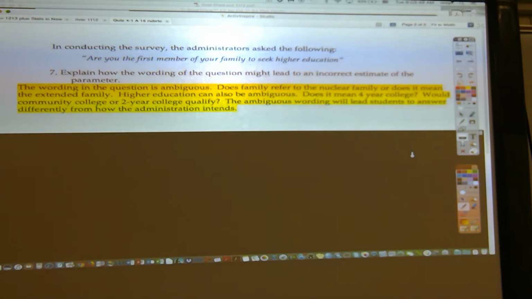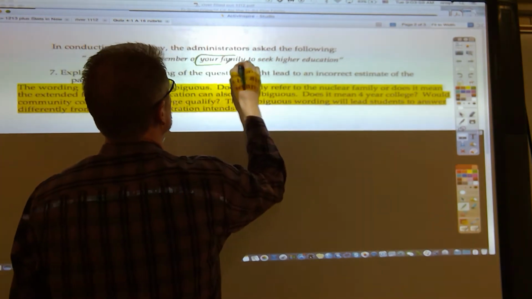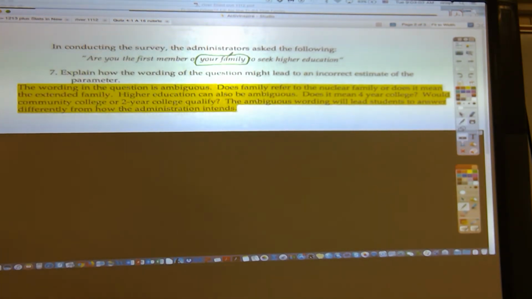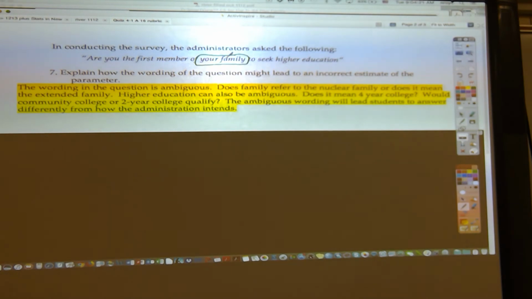Well, the wording of the question is ambiguous. Does family member refer to nuclear family? Does it mean the extended family? So yeah, first member of your family. If you're gonna design a survey, you gotta be really clear in your communication about what you mean by the words that you're using. And what does higher education mean? Does that mean four-year college? Would community college and two-year college qualify as higher education? The ambiguous wording will lead students to answer differently from how the administration intends. So, ambiguous wording is the basic content that you want to put into your explanation.